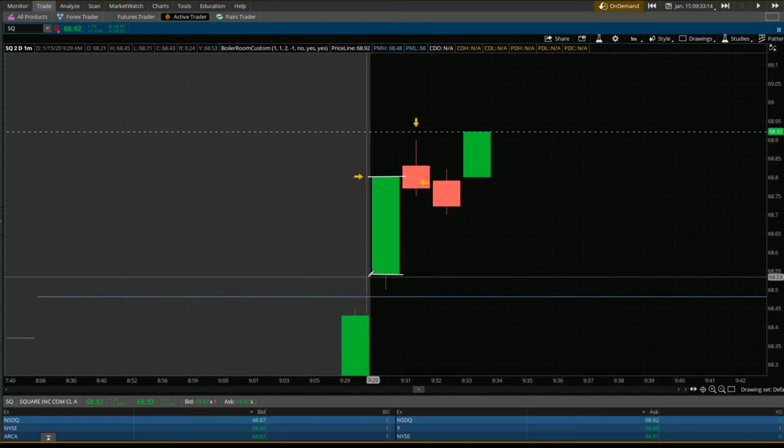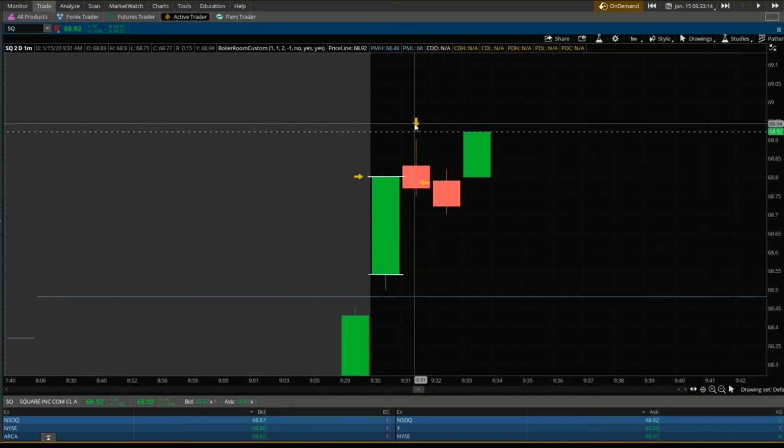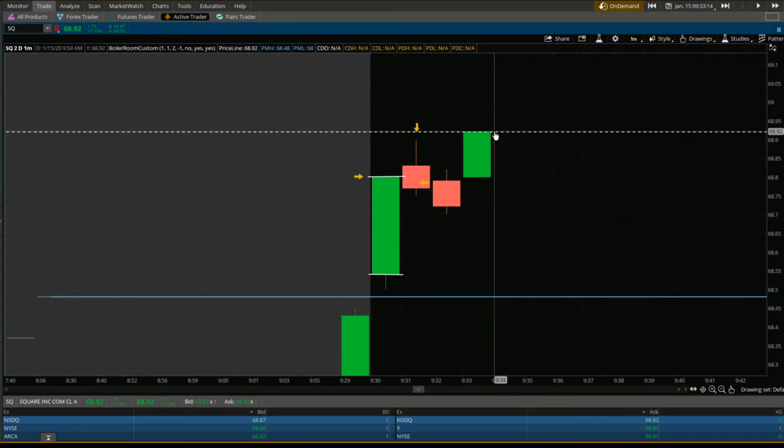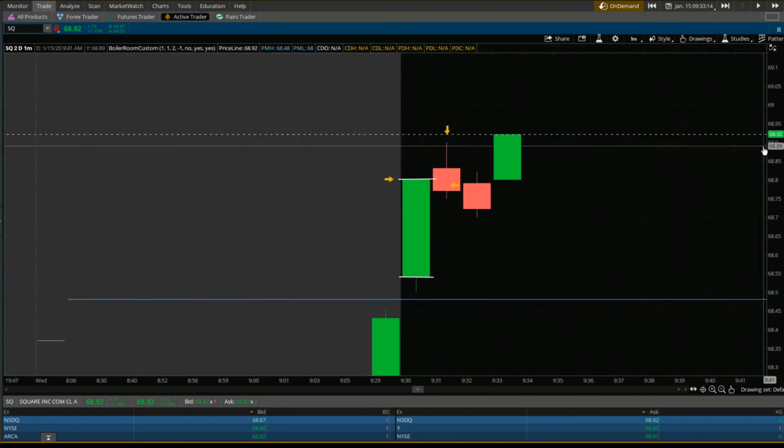Okay, and I'll leave these two open and closed here. So we know that the high is here, represented by the yellow arrow here. We know that the high is here. And before this green candle ever breaks the high, right now the price is at 68.92. You can see the white dotted line. It just makes it a lot easier to read.